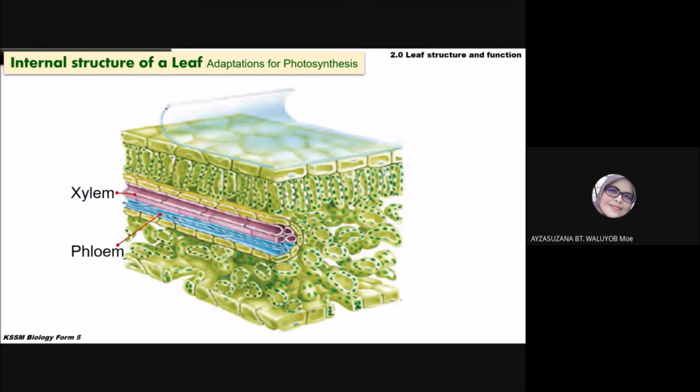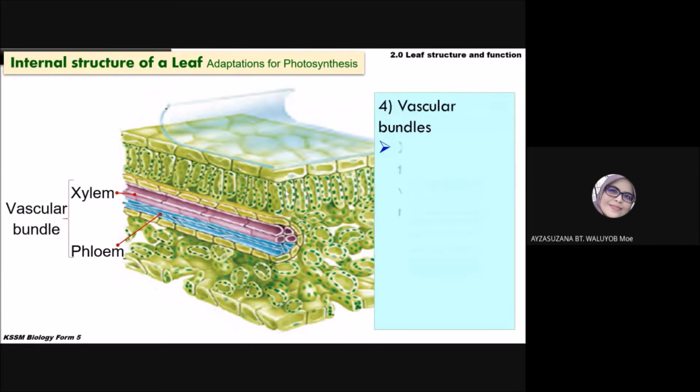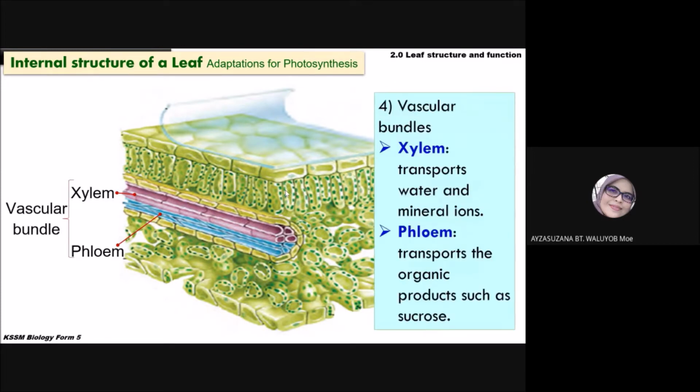Xylem and phloem are known as the vascular bundle. So the function of xylem is to transport water and mineral ions. Phloem transports the organic products such as sucrose. So organic product ni adalah product from the photosynthesis process.